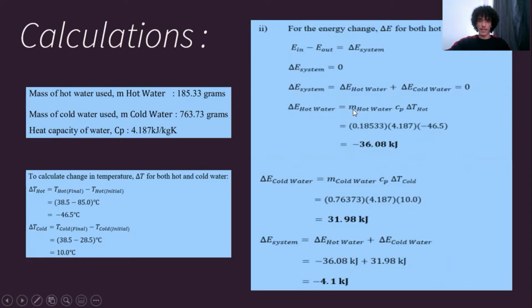The change in energy of hot water is calculated by the mass of hot water multiplied by the heat capacity of water and the change in temperature of hot water. The same equation is applied for cold water. After we add up both changes in energy of hot water and cold water, we get a change in energy of the system of negative 4.1 kilojoules. That means the system is not well insulated and there is a slight exchange with the surrounding.